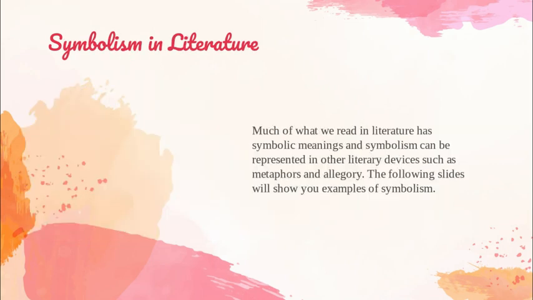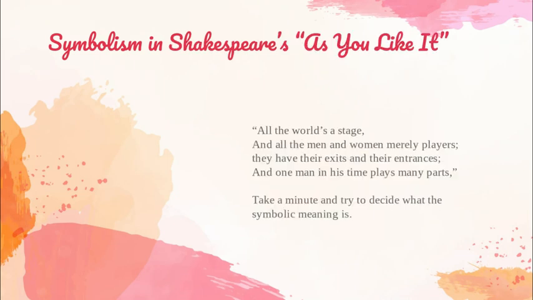And then we encounter symbolism in literature. Much of what we read in literature has symbolic meanings, and symbolism can be represented in other literary devices such as metaphors and allegory. The following slides will show you examples of symbolism. Our first example comes from Shakespeare's As You Like It. All the world's a stage, and all the men and women merely players. They have their exits and their entrances, and one man in his time plays many parts. Take a minute and try to decide what the symbolic meaning is.